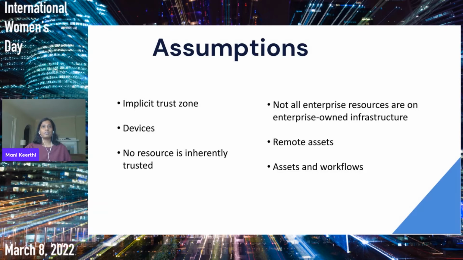So the first one is the enterprise private network is not considered an implicit trust zone, as I mentioned before. So assets should always act as if an attacker is present on the enterprise network. That is one of the key elements of zero trust. So this basically requires authenticating all connections and encrypting all traffic.